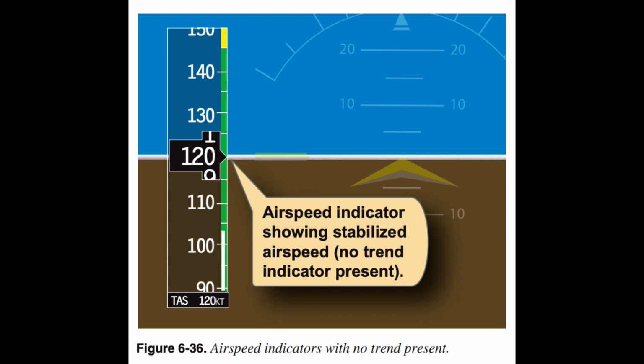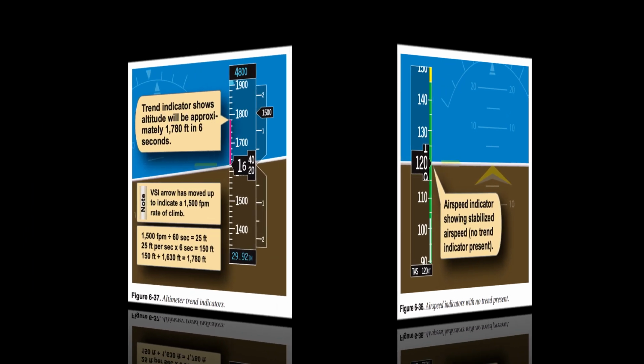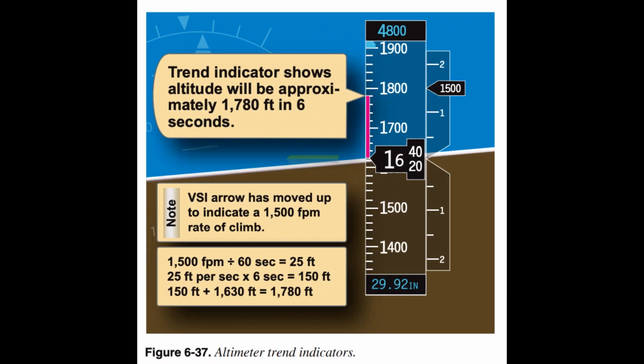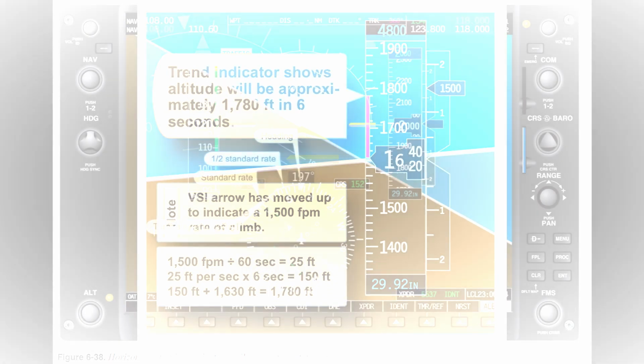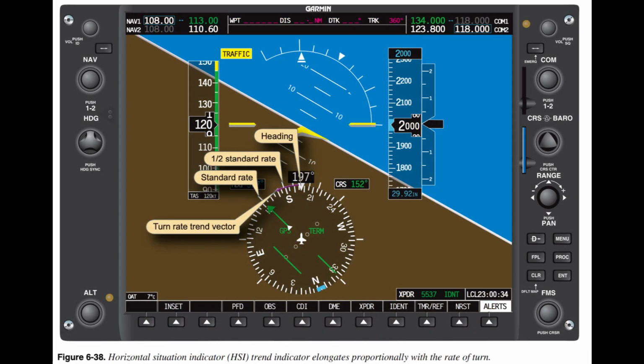Pilots who utilize good scanning techniques can pick up subtle deviations from desired parameters and make small corrections to the desired attitude. As soon as a trend is indicated on the PFD, a conscientious pilot can adjust to regain the desired attitude. Figure 6.37. Another advancement in attitude instrument flying is the turn rate trend indicator. As in the cases of airspeed, altitude, and vertical speed trend indicators, the turn rate trend indicator depicts what the aircraft's heading will be in 6 seconds.